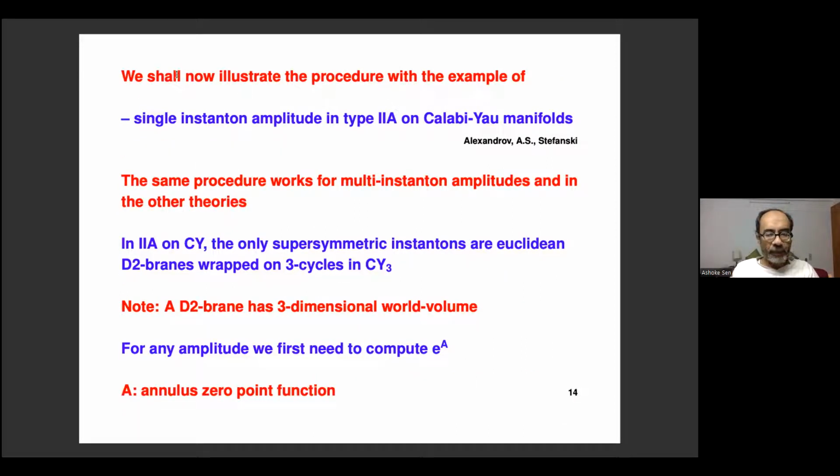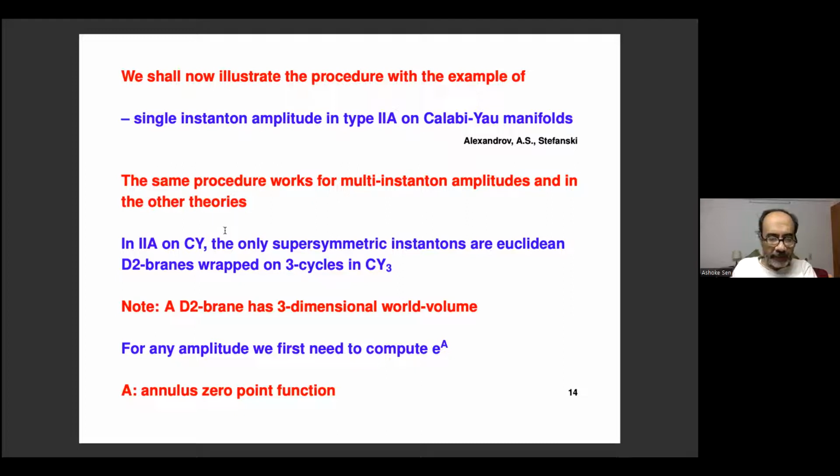Okay. So we are now going to focus on a particular example. We'll illustrate this procedure with the example of a single instanton amplitude in type 2A string theory on Calabi-Yau manifolds. This is based on the work with Sergei Alexandrov and Bogdan Stefanski. But I should just say that the same procedure works for multi-instanton amplitudes and also in the other theories. I'll mention these briefly at the end.